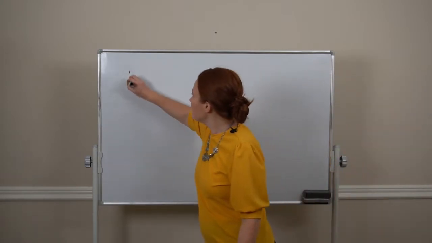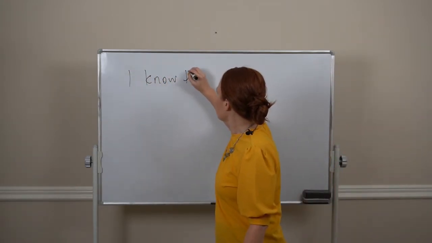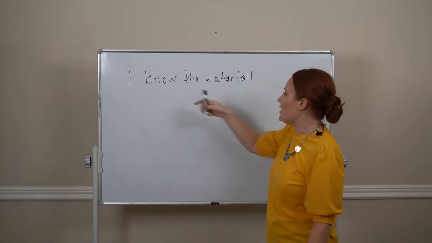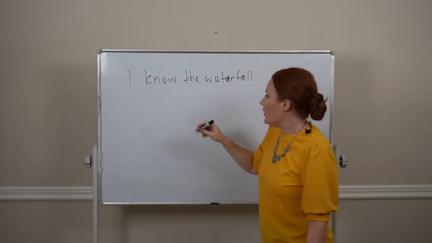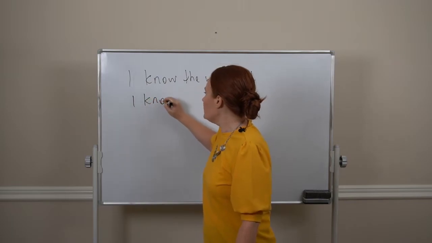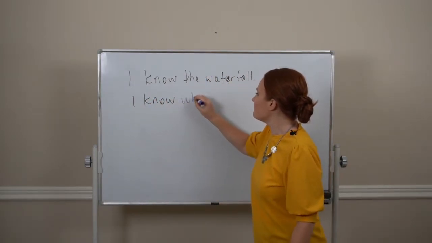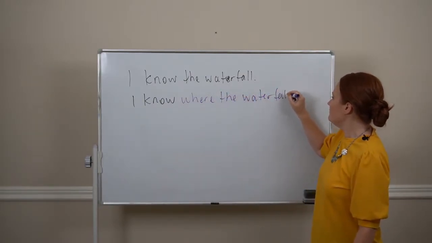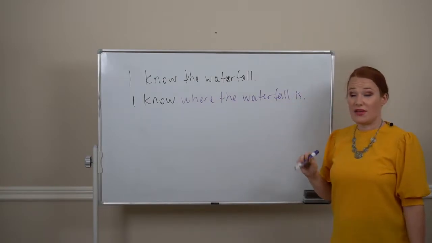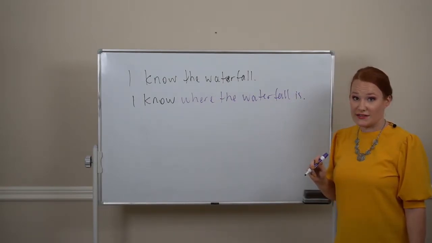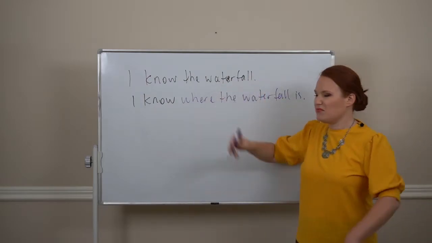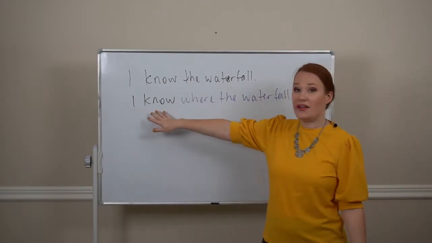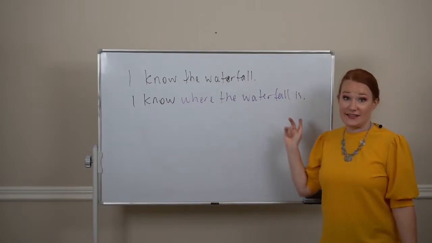So I could say, I know the waterfall. Got a regular noun here, waterfall, but I can also replace waterfall with a noun clause. I know where the waterfall is. This, in purple, is our noun clause. It's being used to replace this regular noun, gives us a little bit more information. Here, it's the object of this sentence. Know is the verb, and our noun clause here is the object.